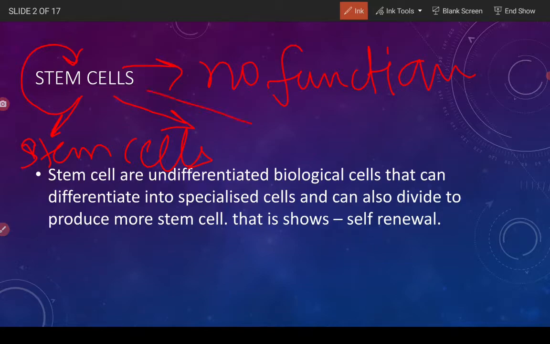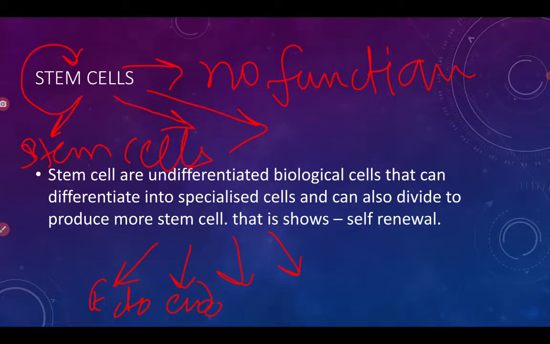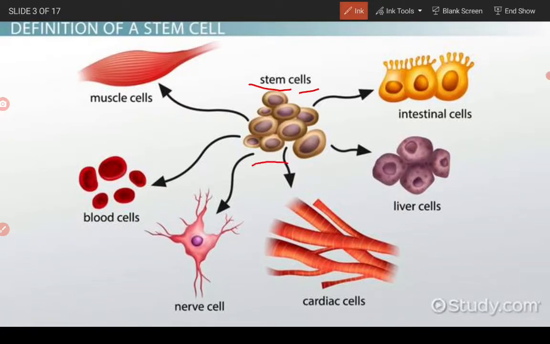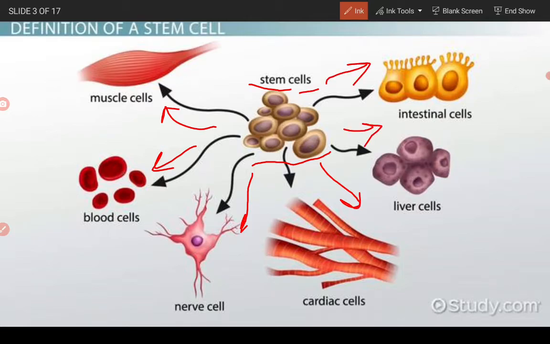They could also differentiate to form numerous types of cells, like ectoderm and endoderm. So these are the cells that could form any kind of cell. So this is the definition, right? As you can see, these are the stem cells. They can form muscles, blood cells, neurons, cardiac cells, liver, and intestinal cells, all kinds of ectodermal, mesodermal, or endodermal cells or tissues. All kinds of cells could be formed by stem cells.